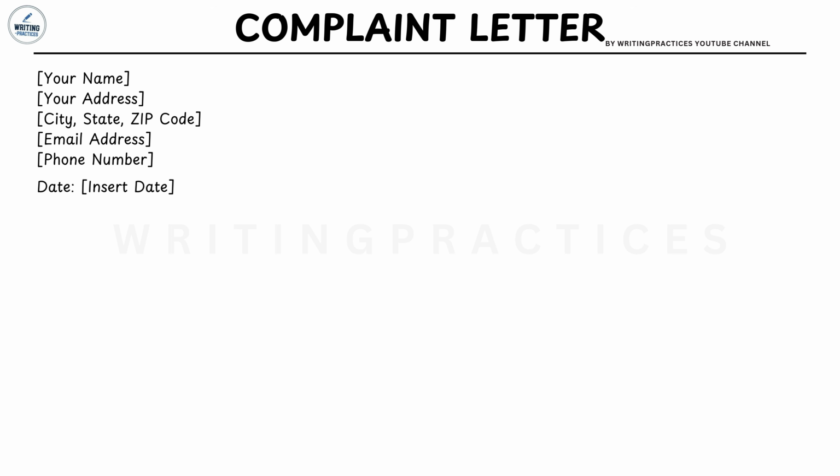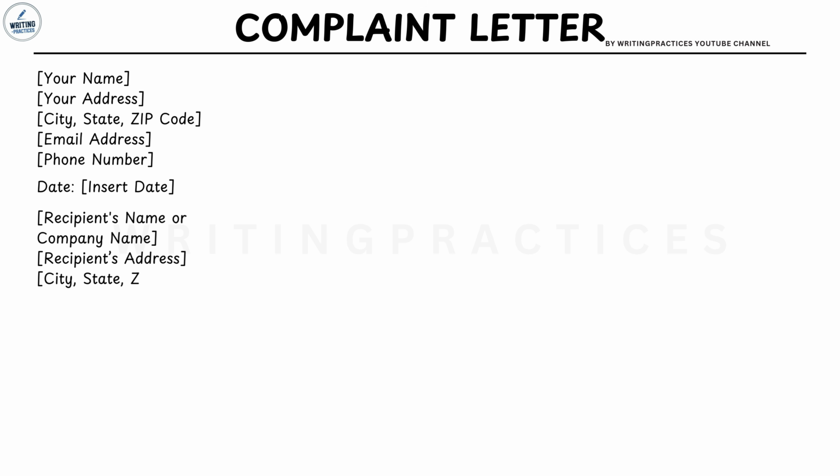Step 3. Include the recipient's information. Next, we move on to the recipient's information. This is the name of the person, company, or department you're writing to. Make sure to include the recipient's name or company name, their address, and any relevant details like customer service department or complaints department. If you don't have the recipient's direct name, you can address it more generally, like customer service team. But if possible, try to send it to a specific person, as it makes it more likely that someone will take action on it.